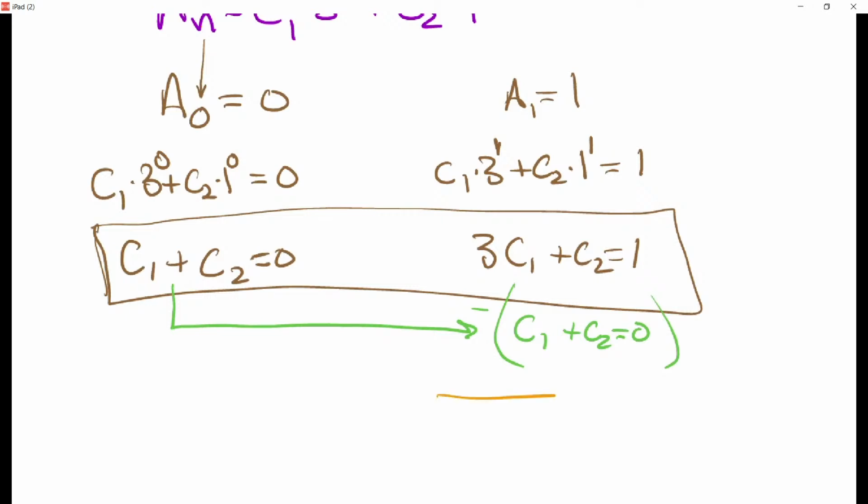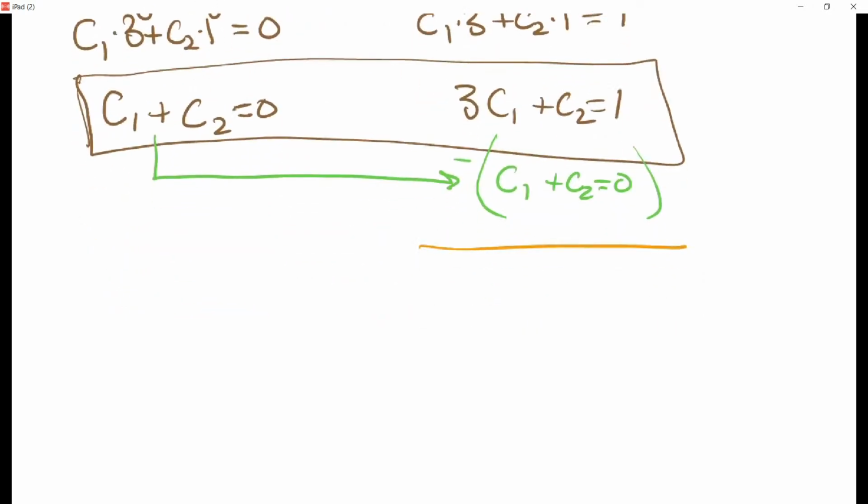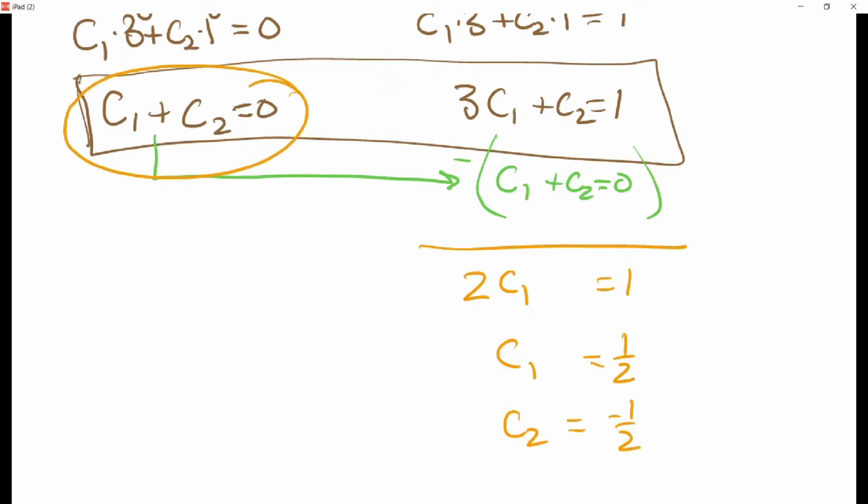Does it work? Is that visible? Okay, so this gives me 2C1 is equal to 1. Is that good? And that C1 equals 1/2, which means that C2 is negative 1/2. How do I know that? Well, it's from this. If I take this, stick it up there, then that gives me this.